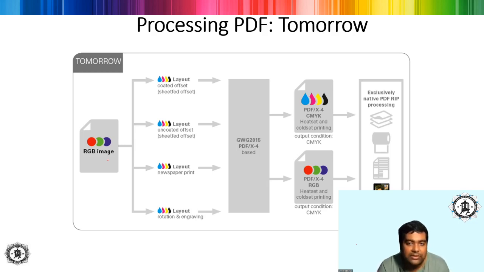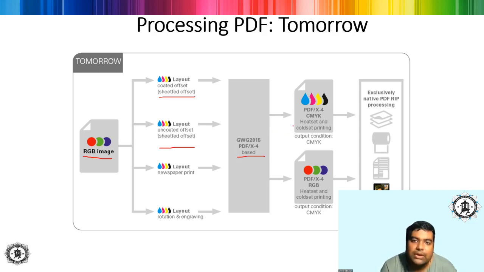I have given the link also in the first page. Since this was way back in 2015, this remains the same RGB image. You put it in the layout, and you use a certain specification, in this case the X4 specification, and use a GWG 2015 specification to create certain PDF files, which are PDF X4 compliant PDF files.